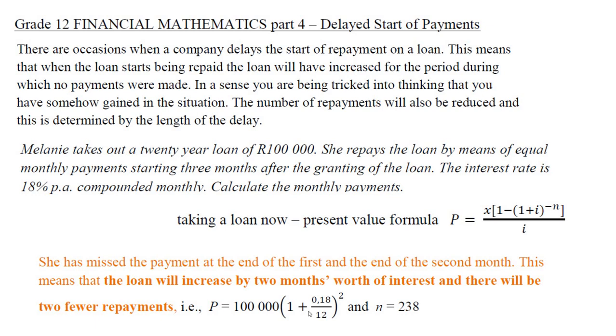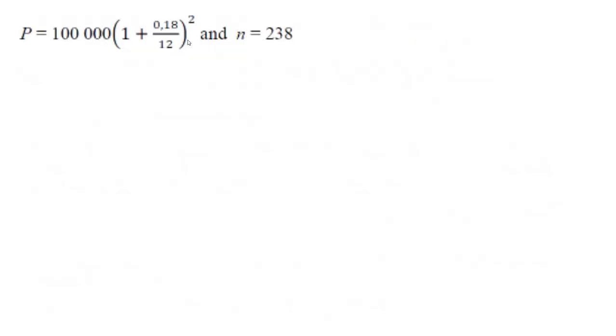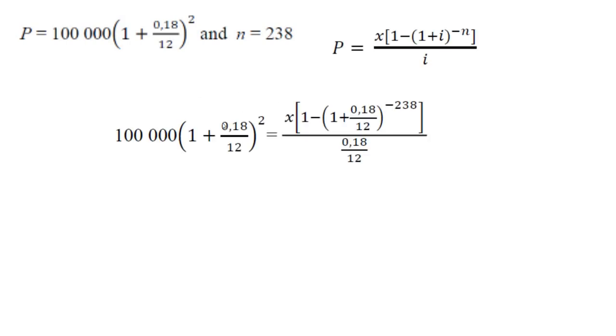You're going to use this formula, but your new P is 100,000 increased by 2 months' worth of interest. And you've got to be careful, because she was talking about a 20-year loan. Instead of 20 times 12, she missed 2 payments. So you've got to subtract 2 from 20 times 12, which is 240. N's going to be 238. So the new P is 100,000 times this interest, and the new N is 238, but the interest is still all the same, and you're trying to find X.